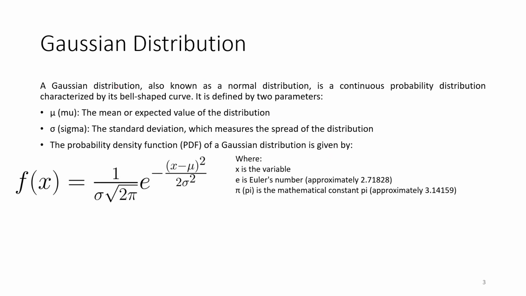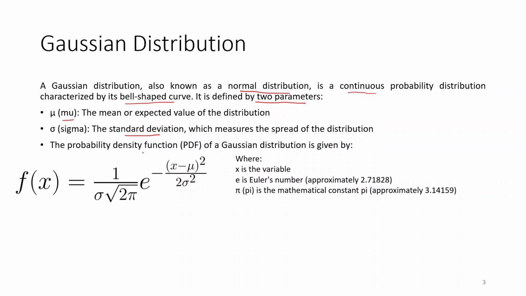Now, Gaussian distribution. What is a Gaussian distribution? Gaussian distribution, also known as the normal distribution, is a continuous probability distribution characterized by its bell-shaped curve, and it is defined by two parameters: mu, which is the mean or expected value of the distribution, and sigma, the standard deviation, which measures the spread of the distribution.